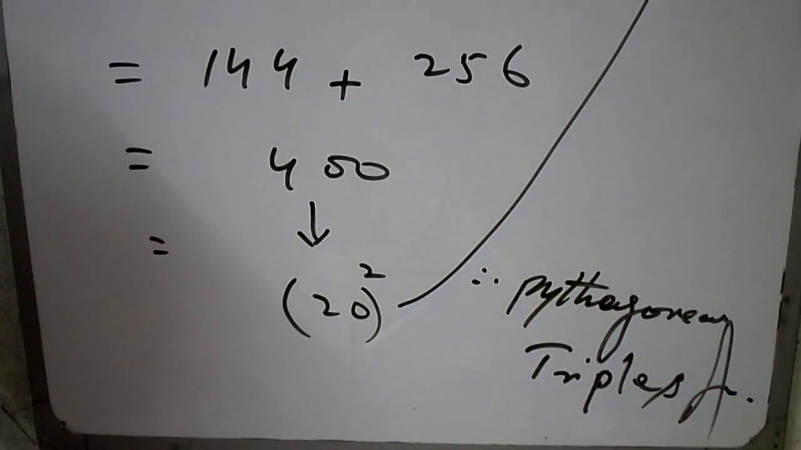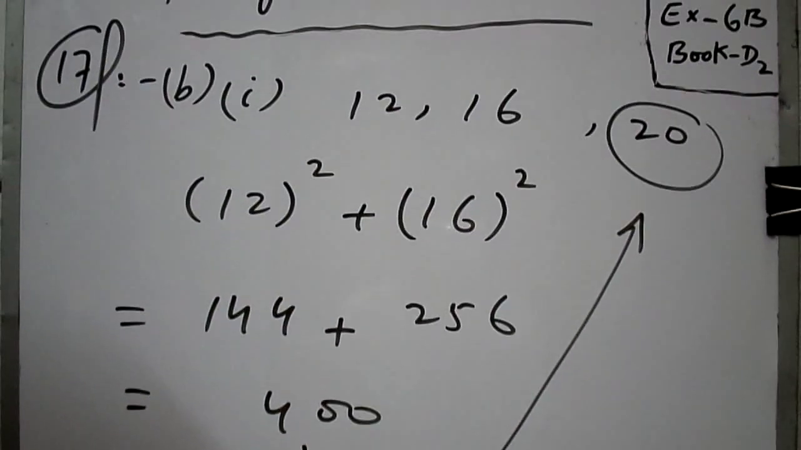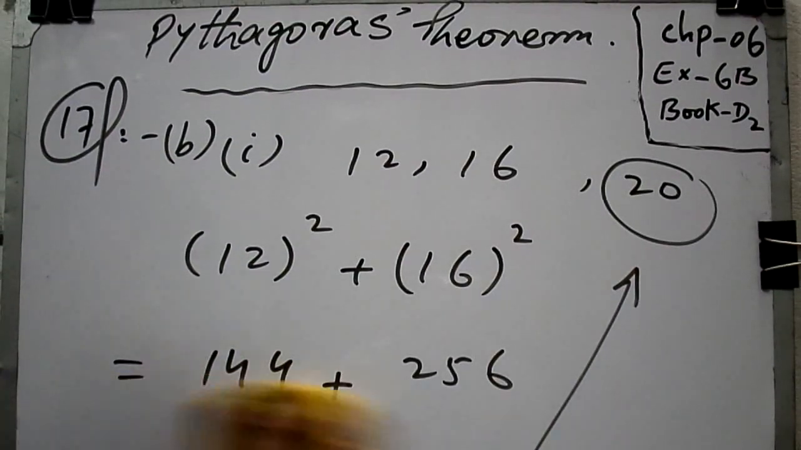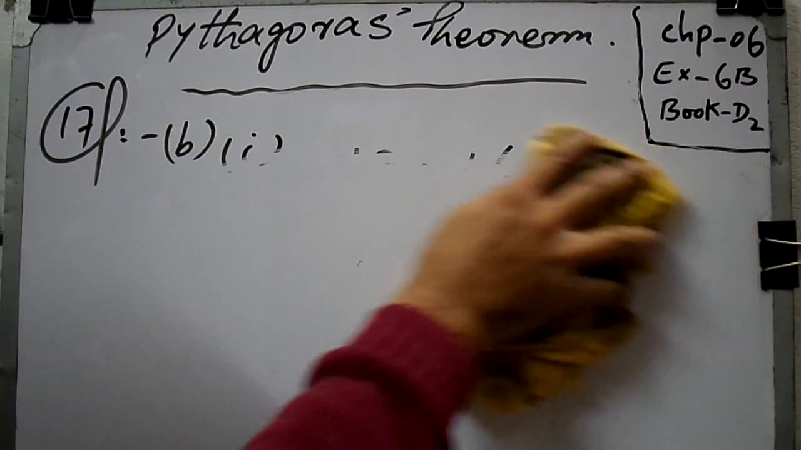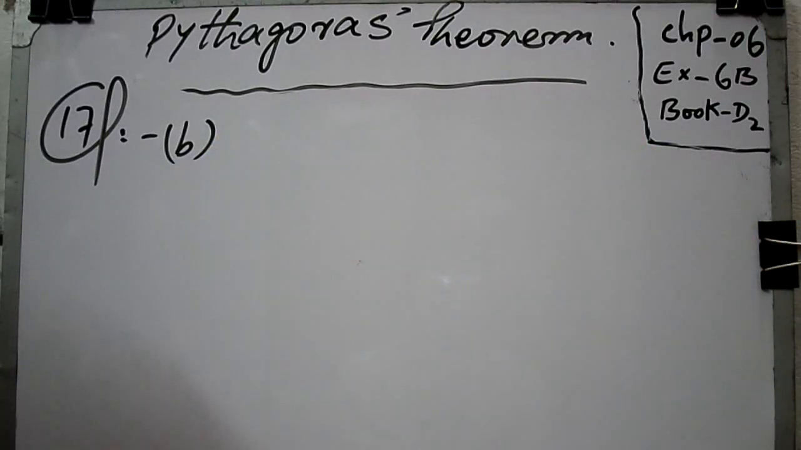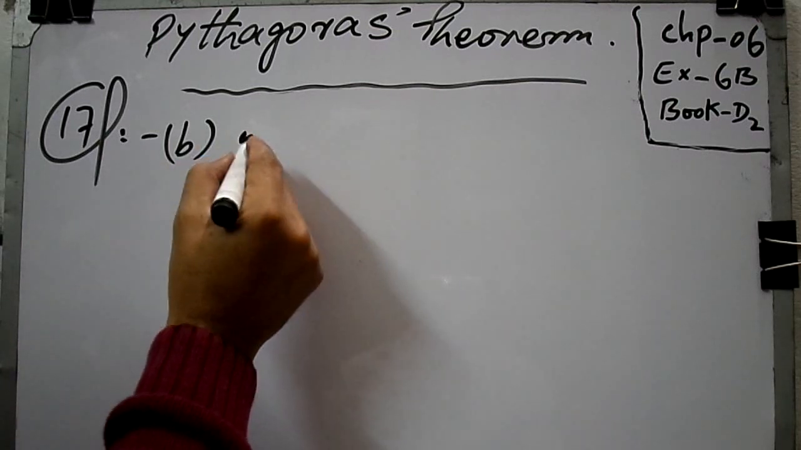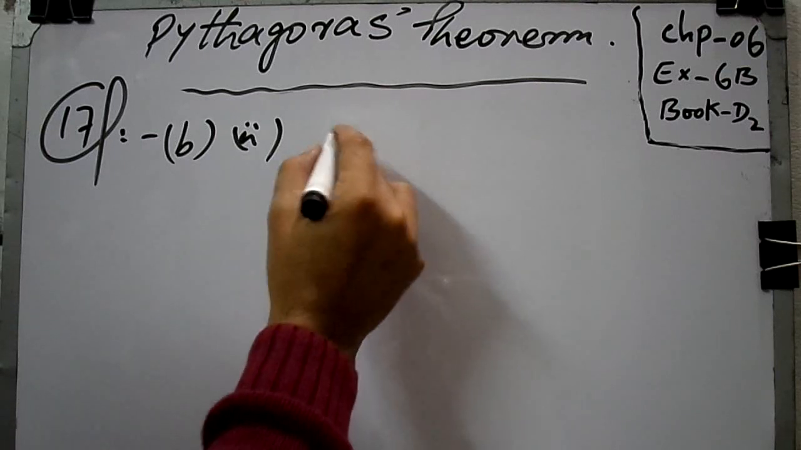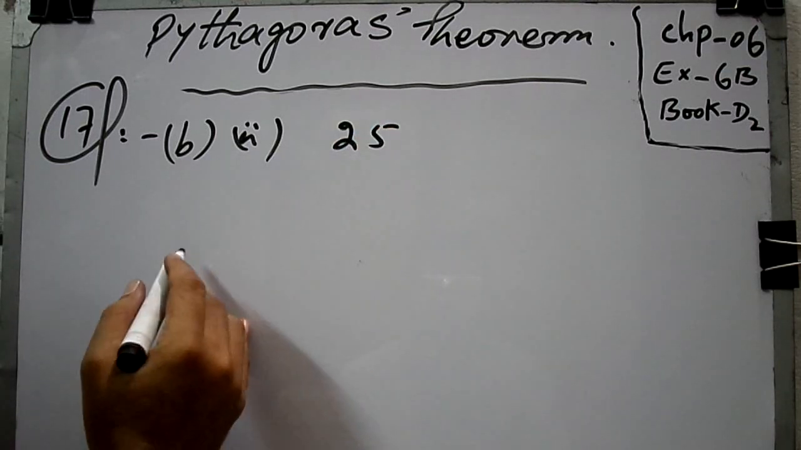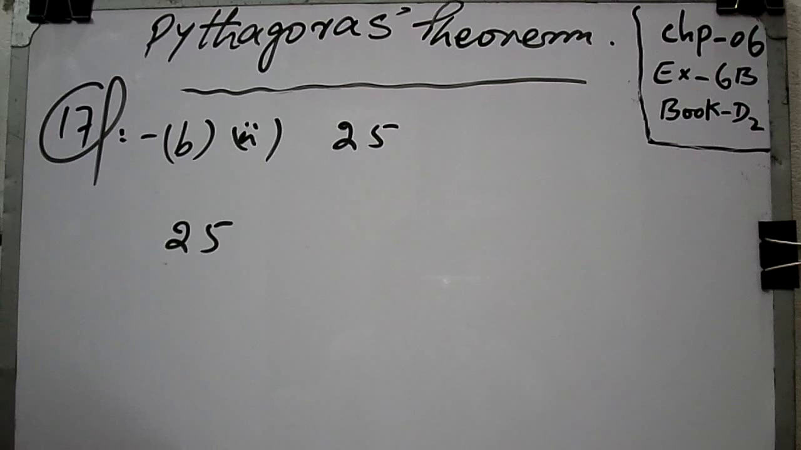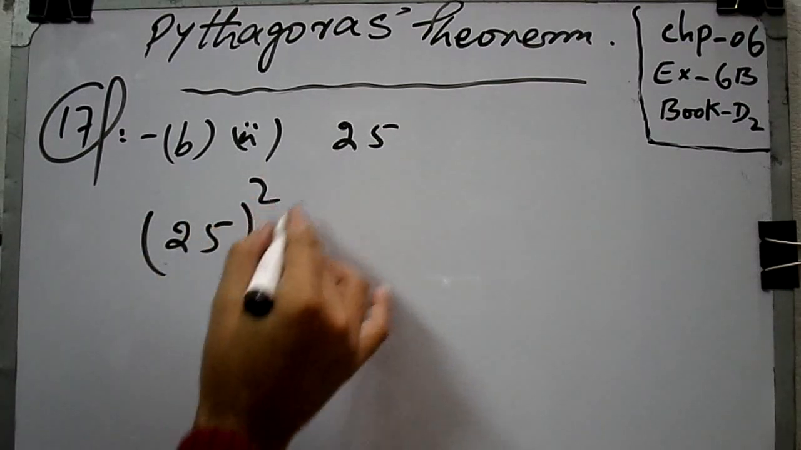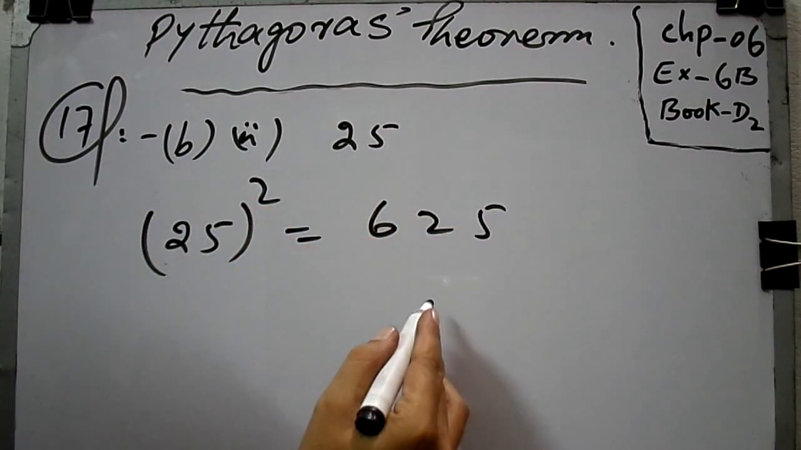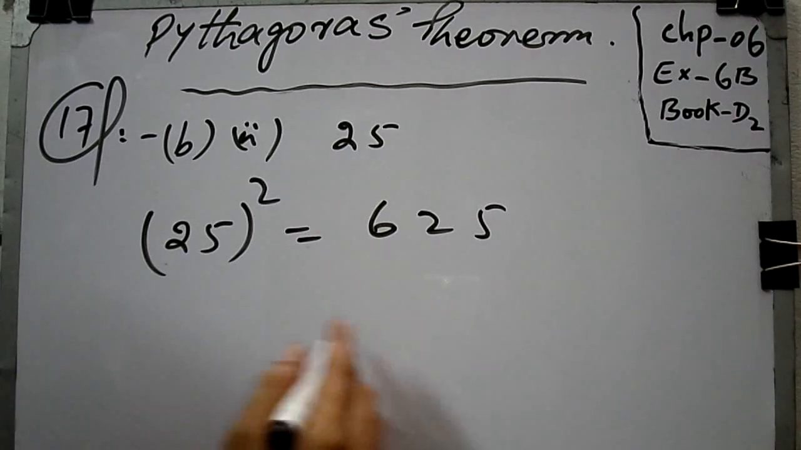Similarly, the second portion is solved by the same methodology. In the second portion, the last integer is 25. Now what should we do? We have to take the square of 25, so it means 625.